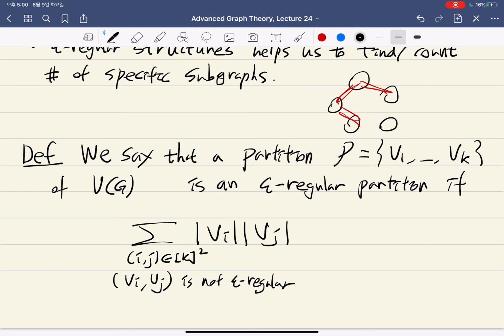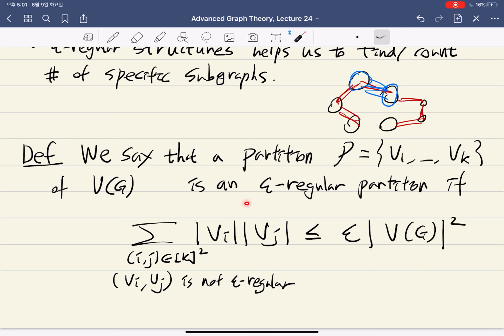So we measure them by weight. If there are some small parts which are not epsilon regular, then we count small. But if there are big ones which are not epsilon regular, then we count big. So we count the multiplication of the sizes of the two. And then, we don't really care much about finding the best epsilon; epsilon or 2 epsilon or epsilon over 2 are not so different for our purpose later. So we just count all the pairs ij from k squared. So we may count the same pair twice, for ij and ji, which also makes changes up to some multiplication of 2 or something. So as long as this is smaller than epsilon times the number of vertices in G squared, then we say that this is an epsilon regular partition.